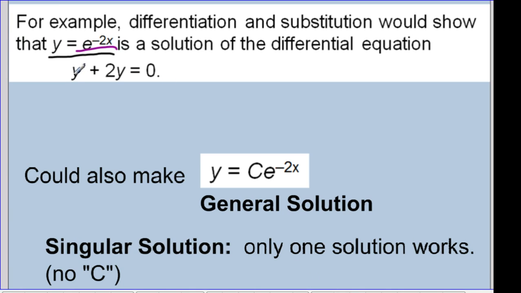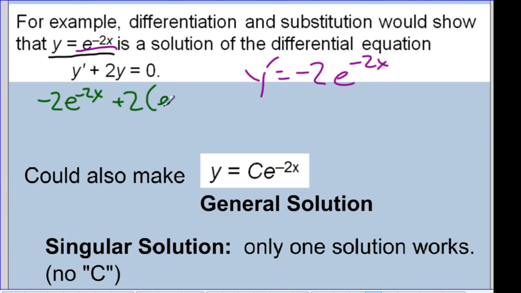If y equals e to the negative 2x, that means y prime equals the derivative of that, which will be negative 2 e to the negative 2x. I'm going to substitute that in. So substituting in for y prime, negative 2 e to the negative 2x, plus 2 times regular y, which is e to the negative 2x, equals 0. Those are just opposites of each other, so 0 equals 0, and it checks out. This y equals e to the negative 2x is a solution.